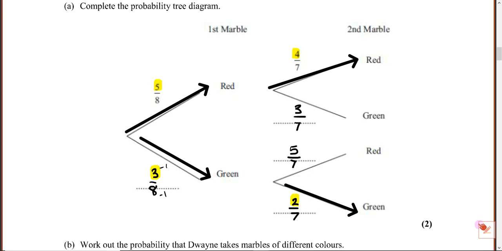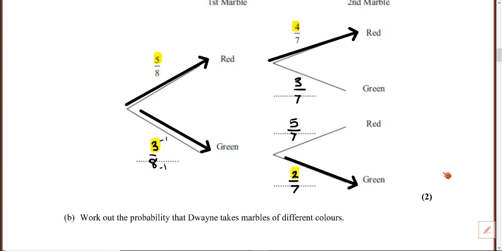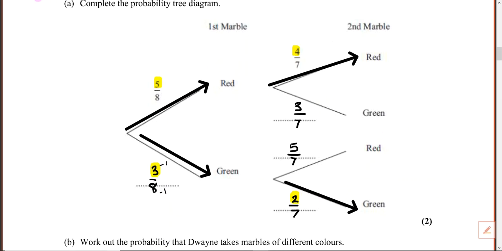So then we say, work out the probability that Dwayne takes marbles of different colours. So, yeah. So you do the probability of the first one if he picks a red, then if he picks a green. Yeah, exactly. So I would do my red. If I took a red, the next option would be taking a green. So that's one of the options. So I would do, he takes a red and he takes a green. So my answer would be 15 over 56. Okay.